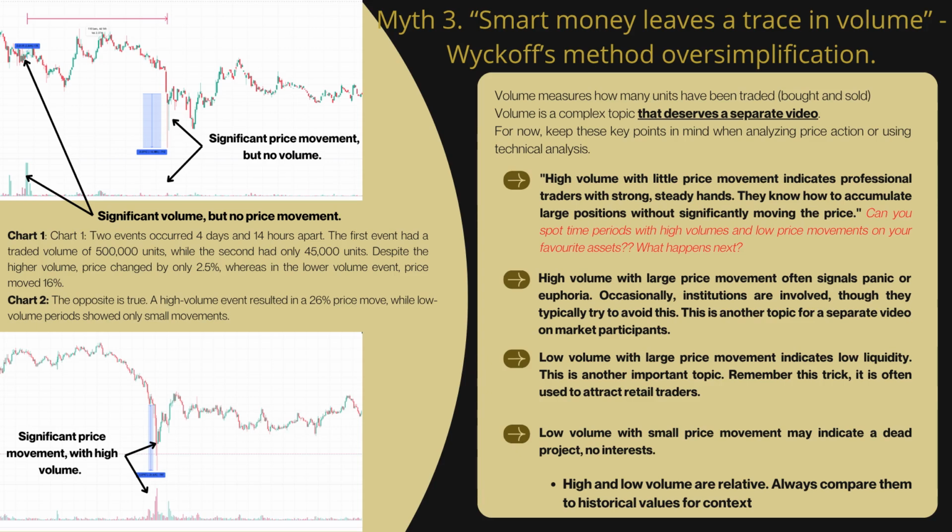So, what should we take away from all this? First, high volume with little price movement can be a sign of professional accumulation. Strong hands building positions quietly without moving the market. Second, high volume with a large price move often signals panic or euphoria. That's when emotion enters the market and volatility spikes. Third, low volume with a large price movement usually means there's no real liquidity. The market moves easily, but not necessarily meaningfully. And finally, low volume with little price change often just means there's no interest. A dead project, no activity.